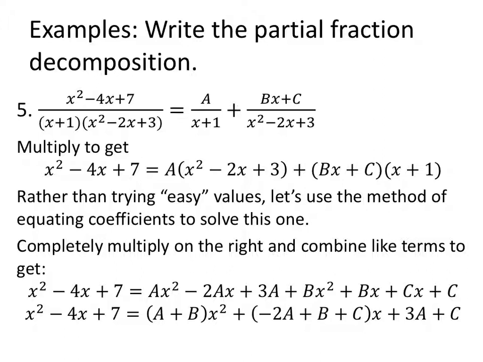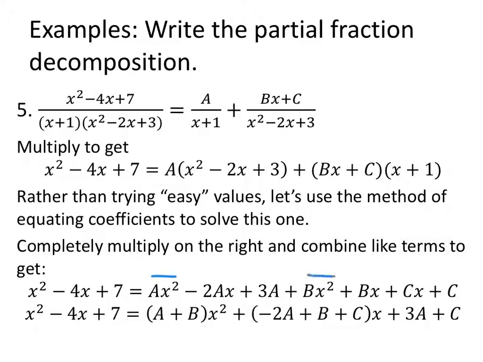So what I'm going to do is multiply a all the way through. I'm going to distribute: ax squared minus 2ax plus 3a plus bx squared plus bx plus cx plus c times 1, which is c. So I used distribution in order to simplify my right-hand side. And then I'm going to collect like terms. So notice here I have an x squared and an x squared. Let's maybe throw some colors on those.